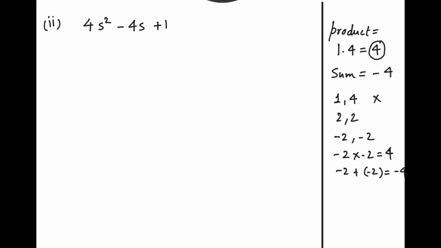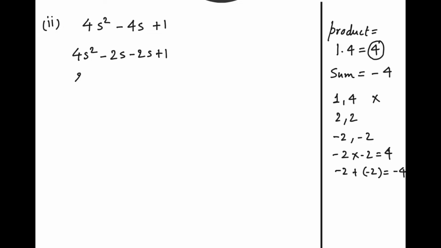So let's get back to this quadratic polynomial, and we'll write 4s square and split the middle term minus 4s into minus 2s minus 2s. So we'll write it as minus 2s minus 2s plus 1, and then we'll take 2s as common here. So we'll have 2s minus 1, and here we'll take minus 1 as common, so inside we'll have 2s minus 1. So now this can be written as 2s minus 1 into 2s minus 1.